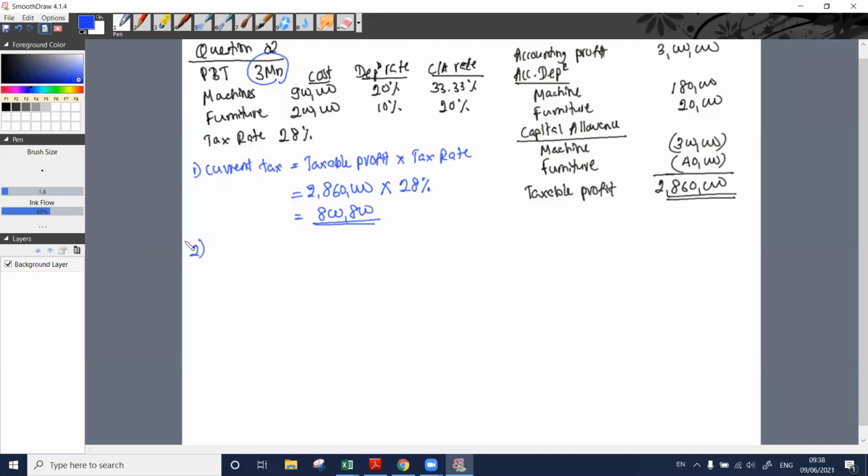And in part 2, we need to find what? Deferred tax. We need to find the deferred tax amount. How to find? Temporary difference into tax rate.